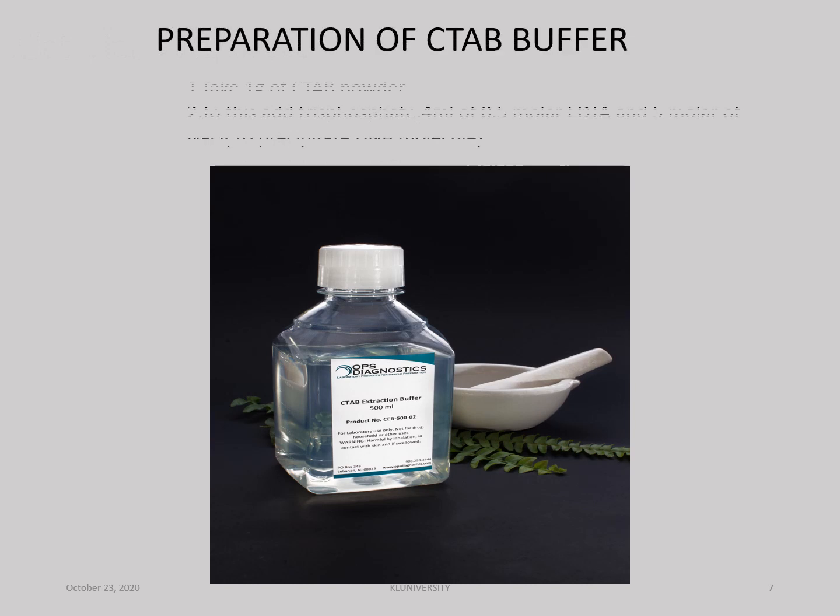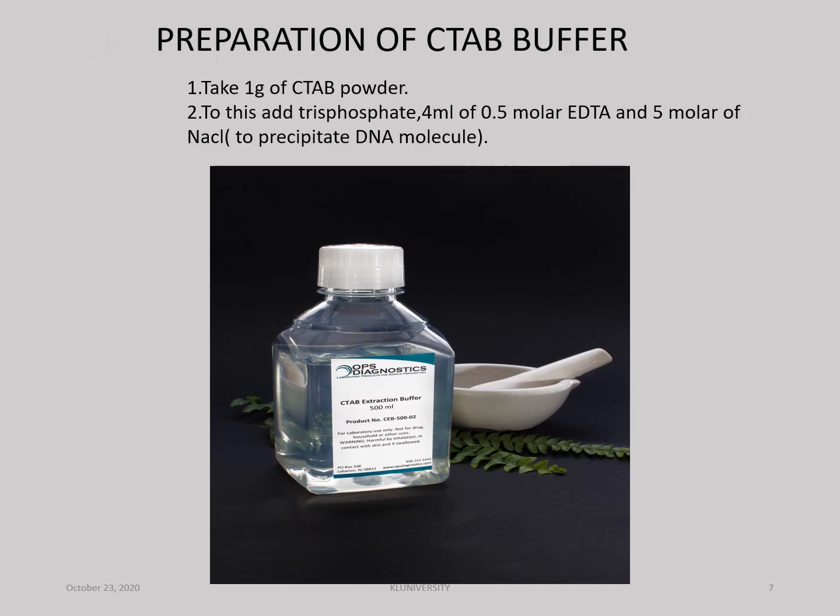Coming to the preparation of CTAB buffer, take 1 gram of CTAB powder. To this powder, add Tris of 4 ml, 0.5 molar EDTA and 5 molar NaCl. We add NaCl to precipitate the DNA molecule.